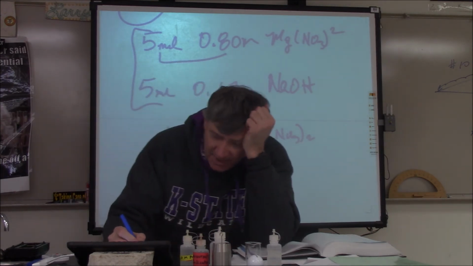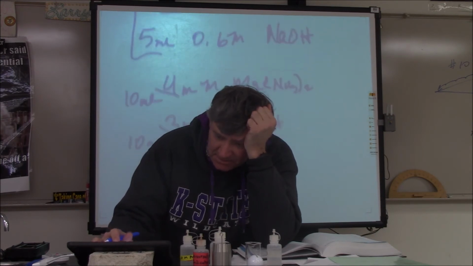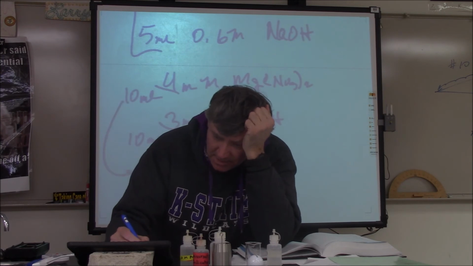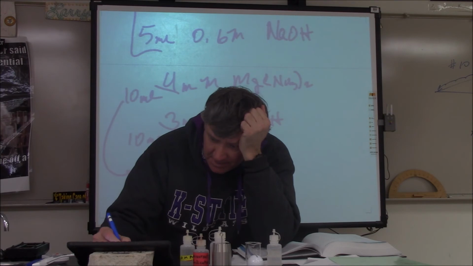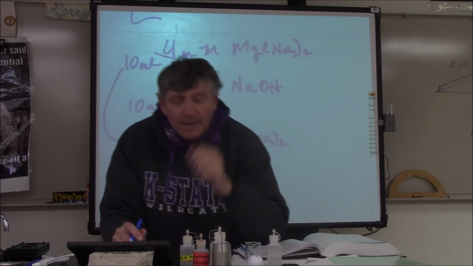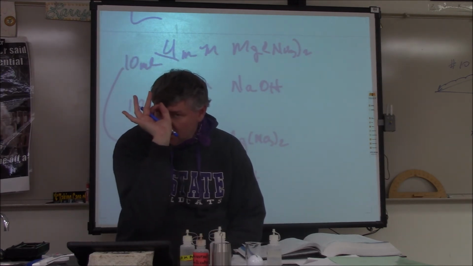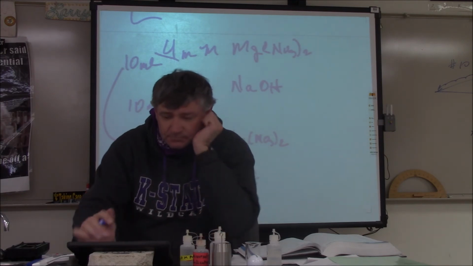Now, I'm going to divide this by the total volume of 10 milliliters, and I'm going to divide that by 10 milliliters. So I get a 0.4 molar solution of my magnesium nitrate, Mg(NO3)2, and I get a 0.3 molar solution of my sodium hydroxide. Again, I'm focused on the concentration of the ions that are going to form this precipitate.